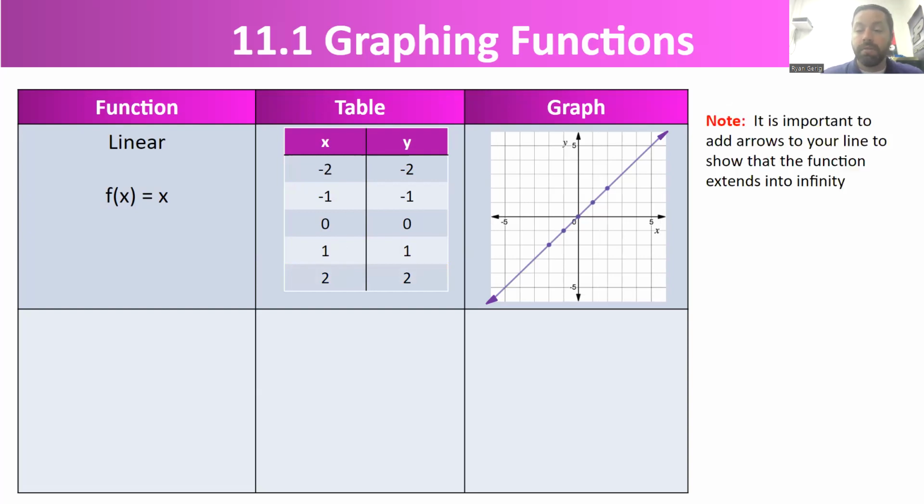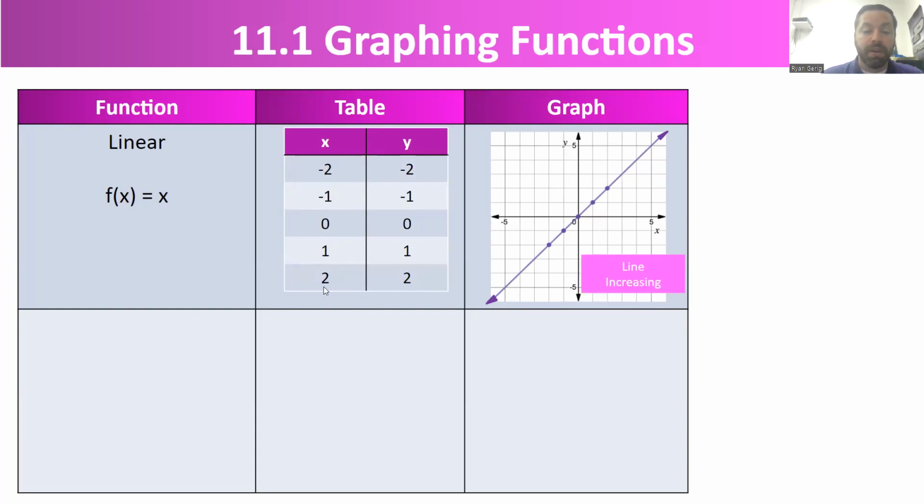It is important to add arrows to your line to show that the function extends into infinity. So it doesn't just stay on this graph, it goes on forever in both directions. And this line is actually an increasing line. It's going uphill as we go from left to right.